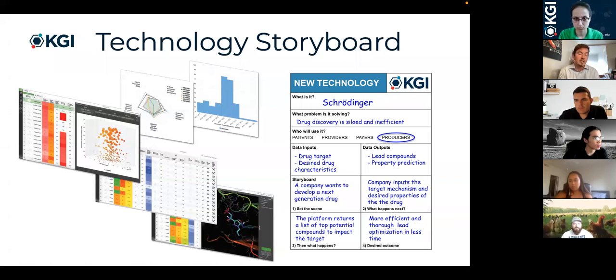So the storyboard, and this, by the way, is an example of in silico research. A company wants to develop a next generation drug. What happens next is that the company will input their target mechanism as well as desired properties of their hopeful drug into the system. And then the platform will return a list of top potential lead compounds that can impact the target that they're looking to go after. Desired outcome would be a more efficient and thorough lead optimization in less time.